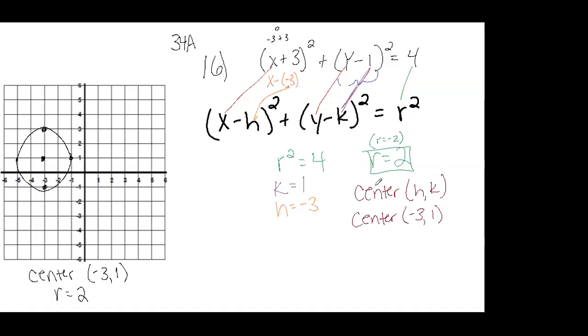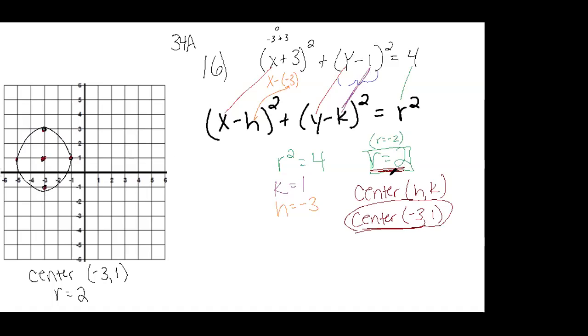And so I could even plot it this way. If my r is 2 and my center is negative 3, 1, I can go over here and plot negative 3, positive 1. I can go up 2, out 2, down 2, and over 2, and I would get the same circle. But then if they ask me, what's the center? I already have it marked. And if they ask me what the radius is, I have it marked.